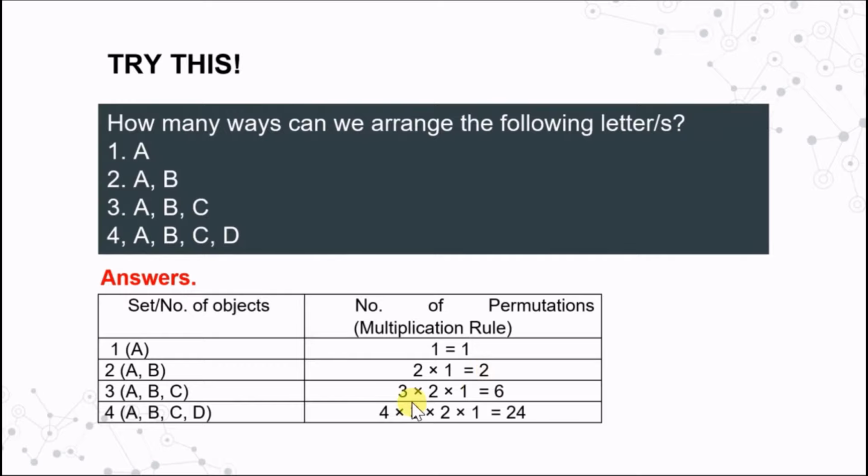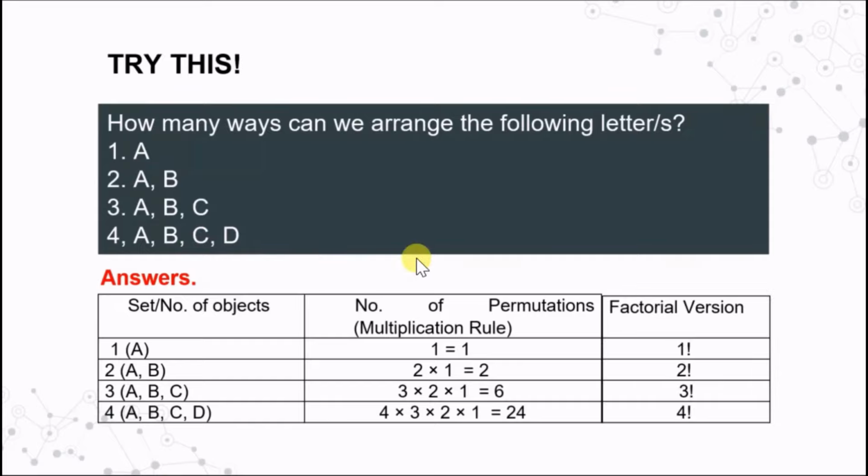For number 3, for the first attempt we have 3 choices. For the second attempt, we only have 2 choices. For the third attempt, we have 1 remaining choice. So 3 times 2 times 1 is equal to 6. For the fourth one, we have 4 given elements from this given set. So there are 24 possible ways for you to arrange the letters A, B, C, and D.